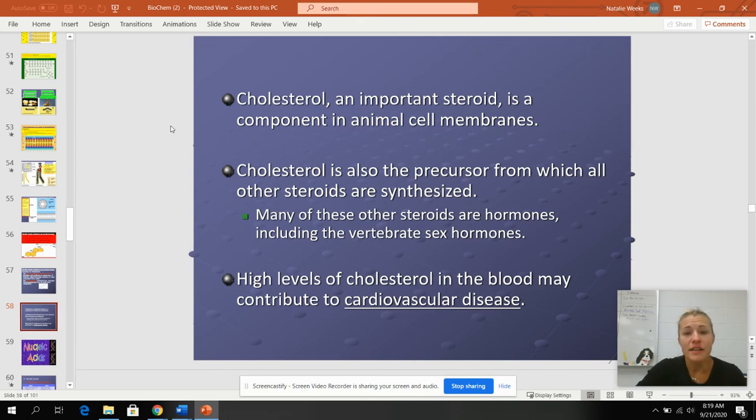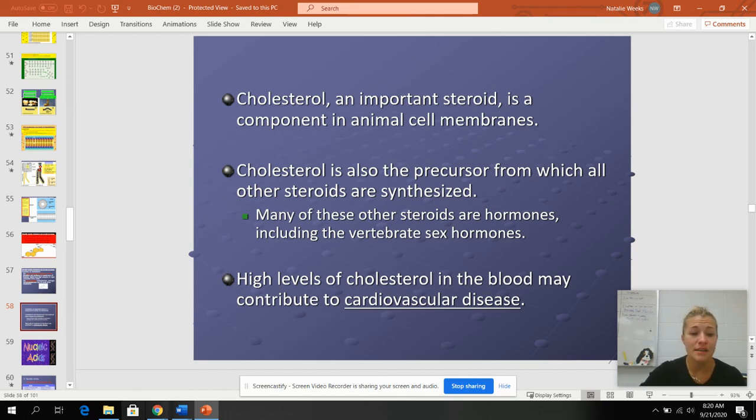So the last part of this is just looking a little bit more at cholesterol. It's a very, very important steroid component of all animal cell membranes. That's why we typically get cholesterol from eating animal products. Cholesterol is also a precursor to other steroids. So you need cholesterol in order to make other steroids and sex hormones. Very, very high levels of cholesterol, however, can contribute to cardiovascular disease and be very, very unhealthy for your body.